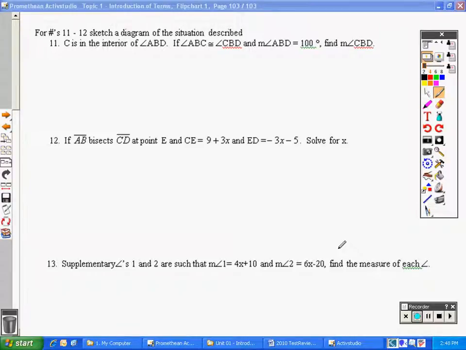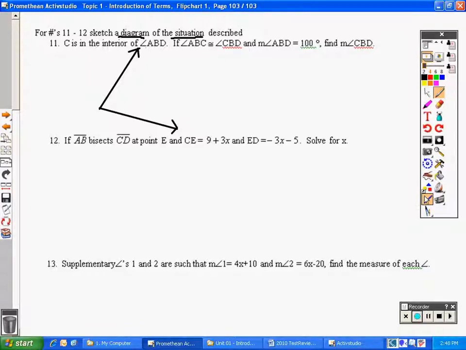All right, for problem numbers 11 and 12, they just want us to sketch a diagram of the situation, which is very important in geometry, just being able to sketch what it is that we're talking about. Okay, so point C is in the interior of angle ABD. All right, so we're going to have an angle. That angle is going to be called ABD.